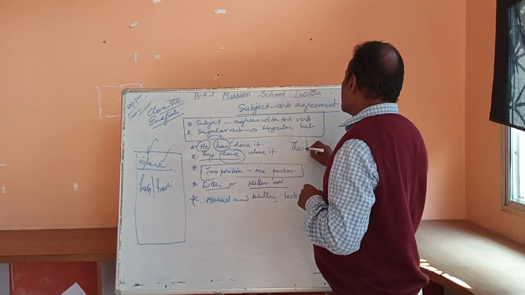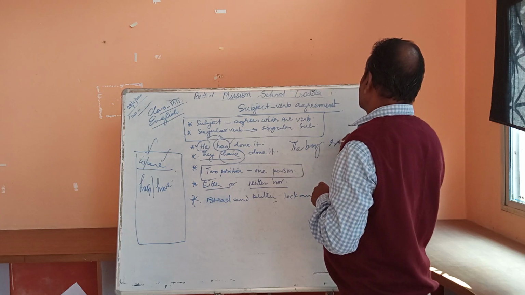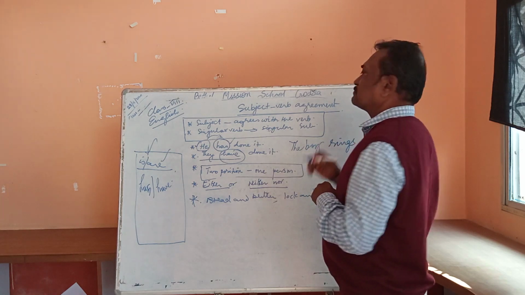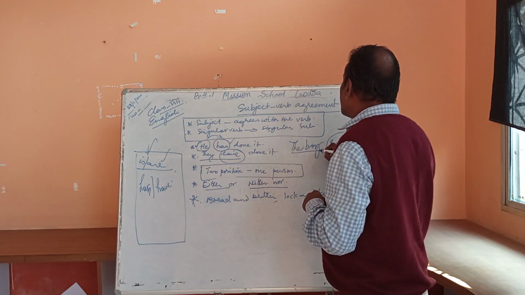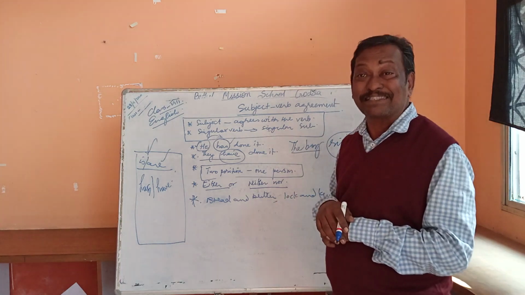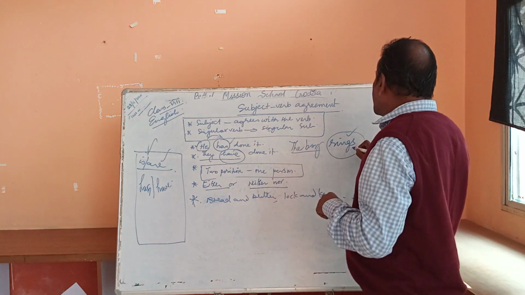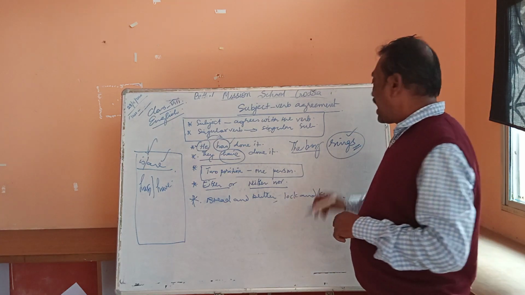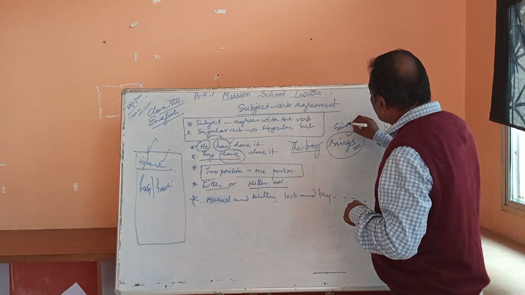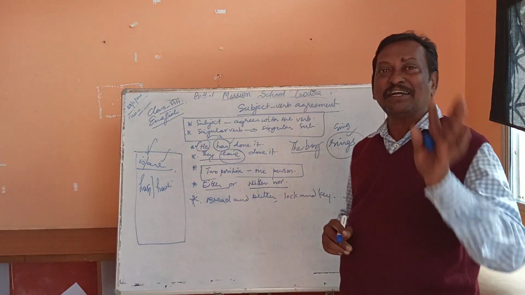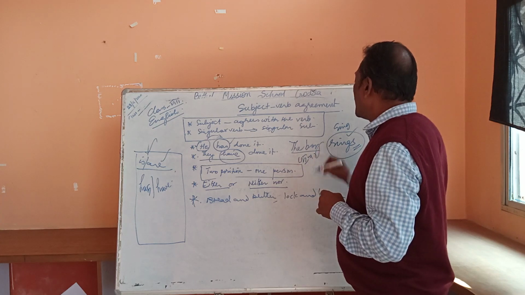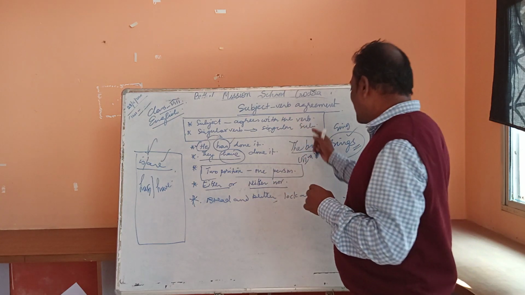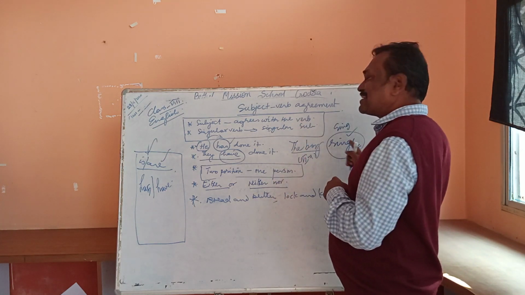The boy sings. Look at the verb that I have used. The boy is a singular subject and the verb is sings. Why did I use the word sings, and why did I not use the verb sing? Because the boy is third person singular. And therefore, the singular subject takes a singular verb.